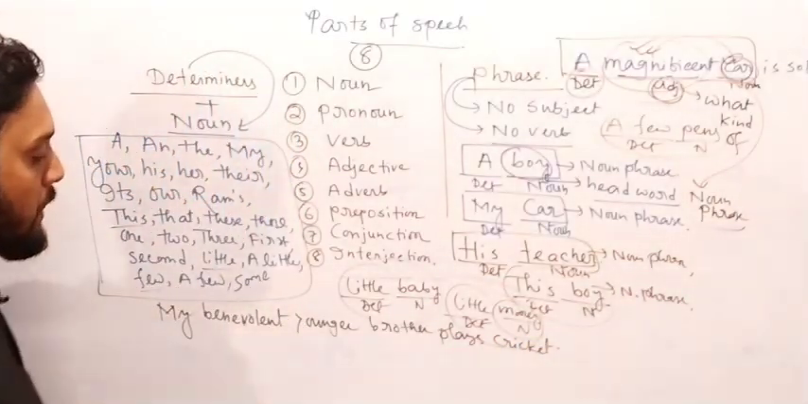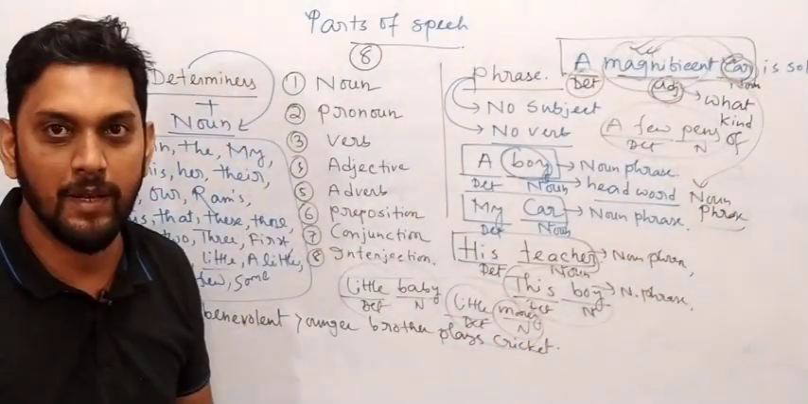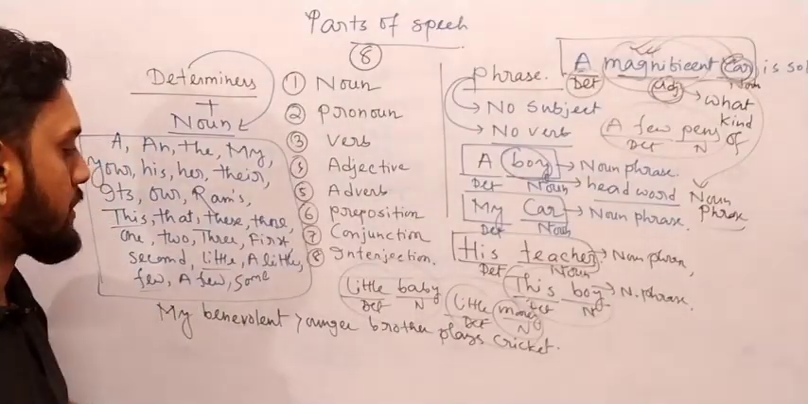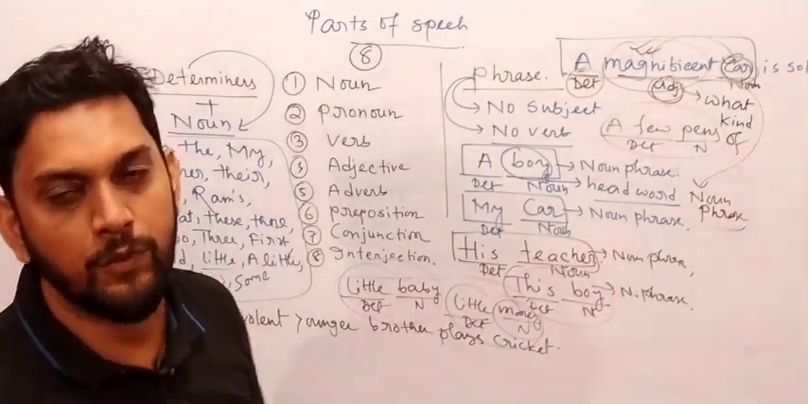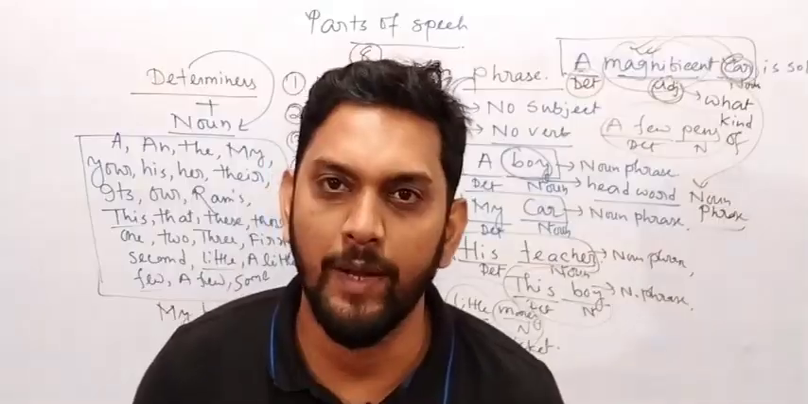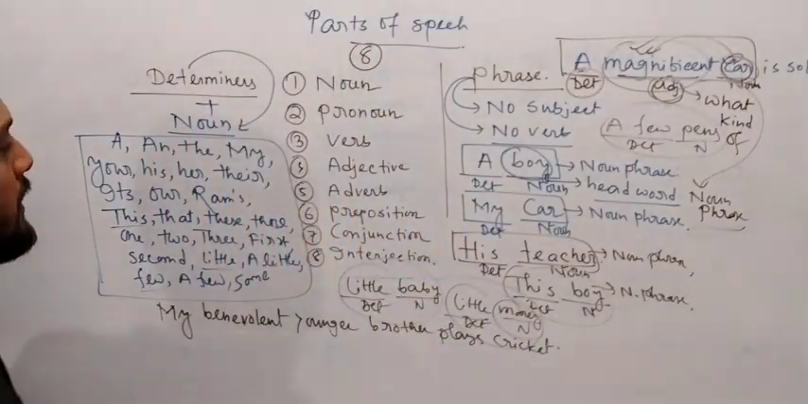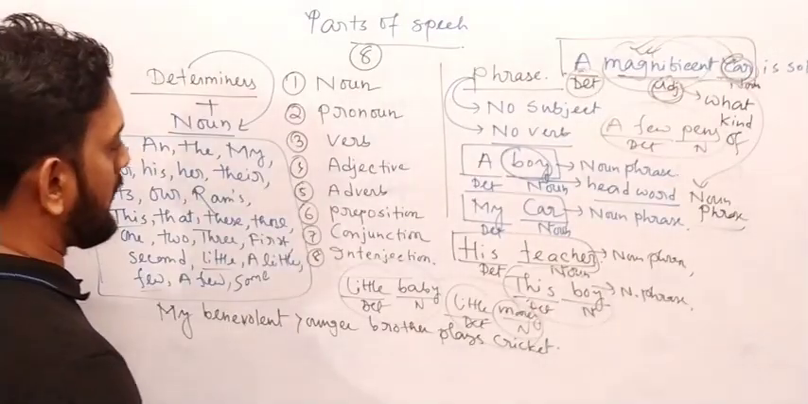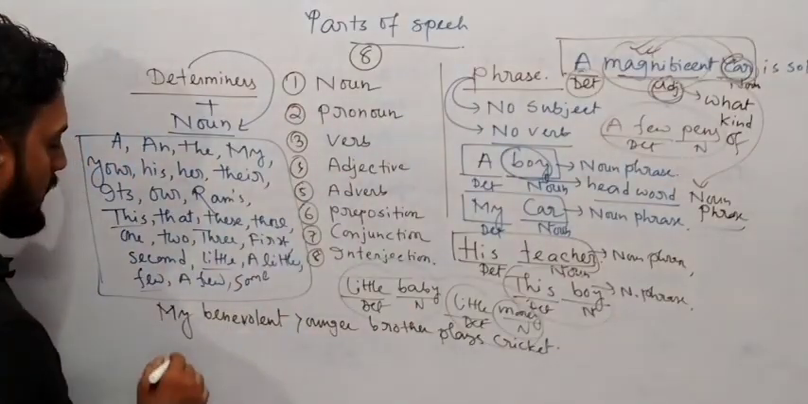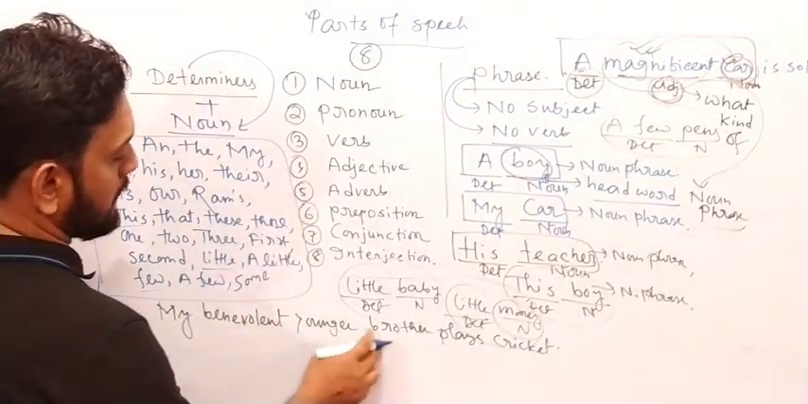Okay, my benevolent younger brother plays cricket. This sentence is written. Now, if I ask you to find out a noun phrase from this sentence, how can you find out? Yes. Can you find out the noun phrase from this sentence? Yes, my friend, we can easily find out the noun phrase from this sentence. You see, my benevolent younger brother.